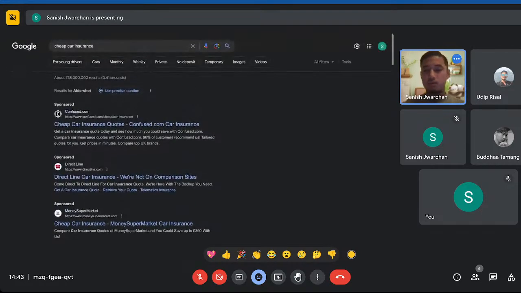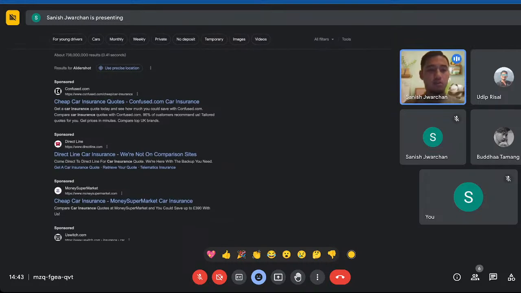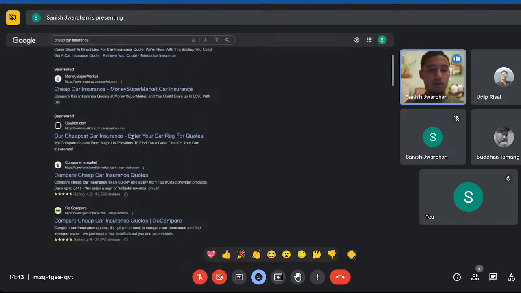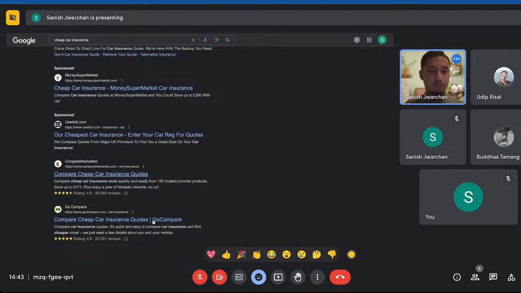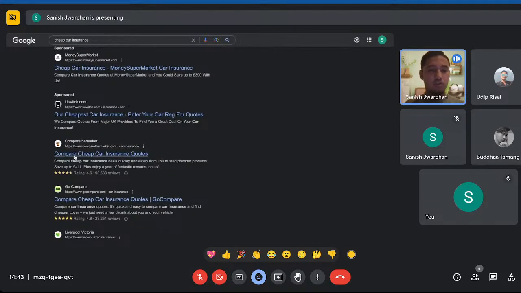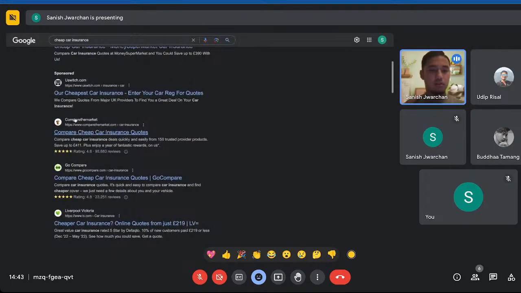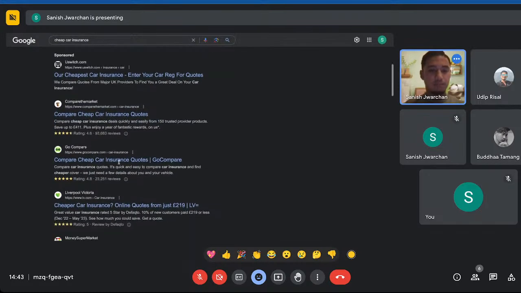When you search something on Google, you're going to get a lot of sponsored ads around. But don't base your results only on those at the top. Try and look at the organic searches, where they appear on the search engine. Compare the Market, look at the keywords that they're using, Go Compare. But when you type cheap car insurance, it comes right at the top.